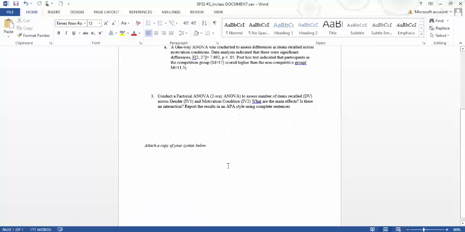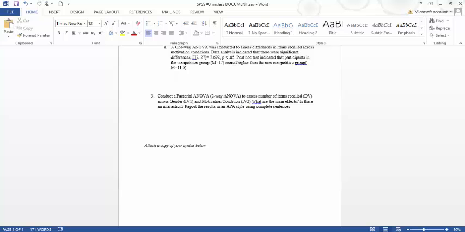So now we're going to move on to question number 3. Conduct a factorial ANOVA to assess numbers of items recalled across gender and motivation condition. Again, with the factorial ANOVA, you have one dependent variable and two independent variables, and each of those independent variables could have 2 or more levels or conditions.